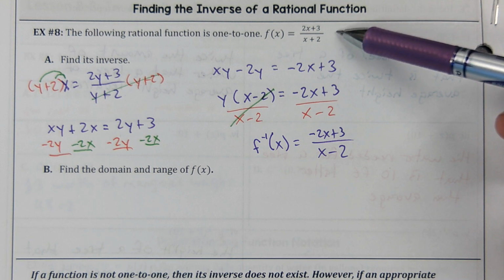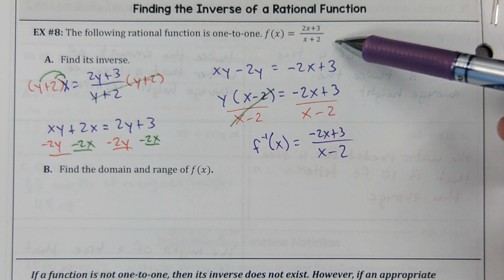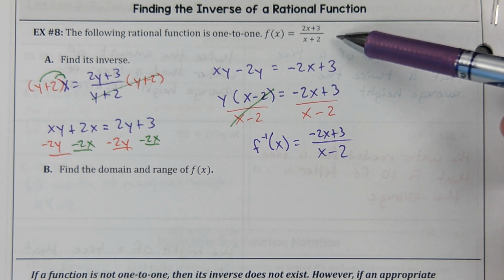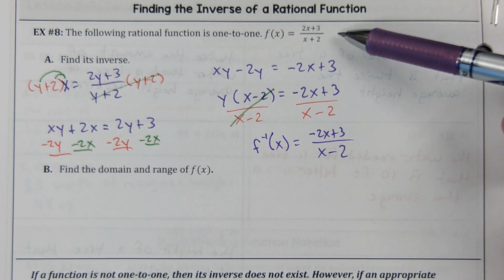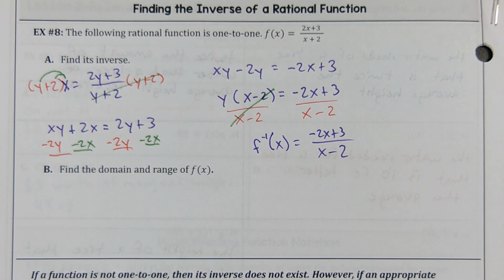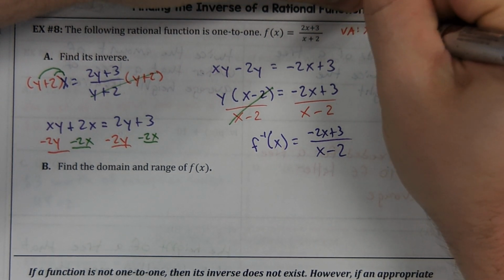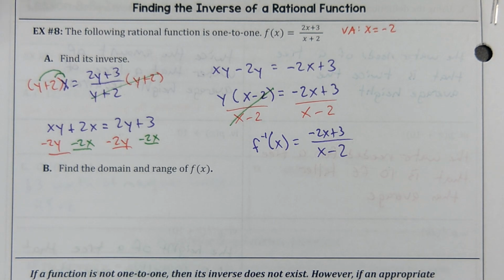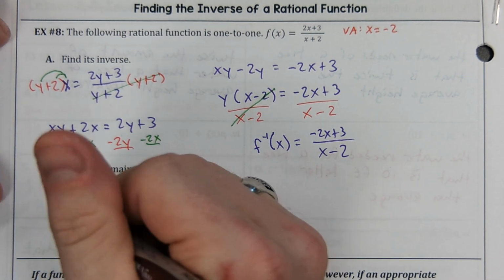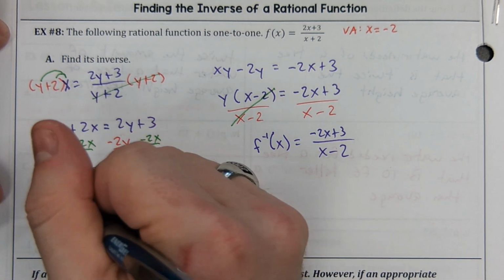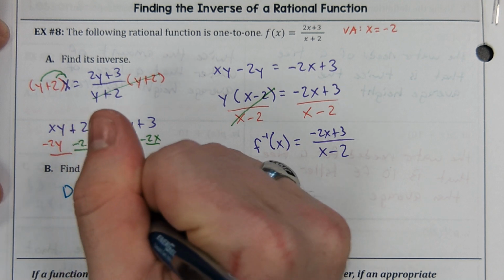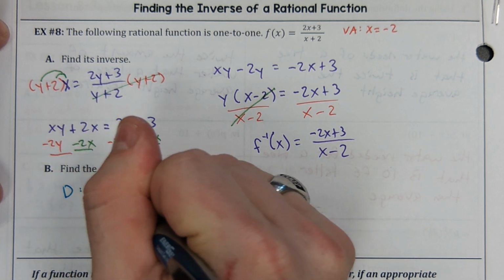Gavin, you were saying you can't do what with rational functions? You can't divide by 0. So the only x that causes a problem is what? X equals negative 2. You know what happens at x equals negative 2 for f of x? It's a vertical asymptote. At x equals negative 2. That means the domain of f is everything except for negative 2.